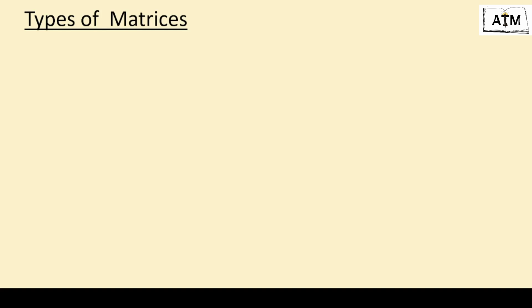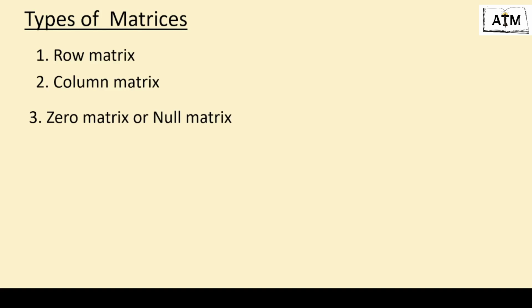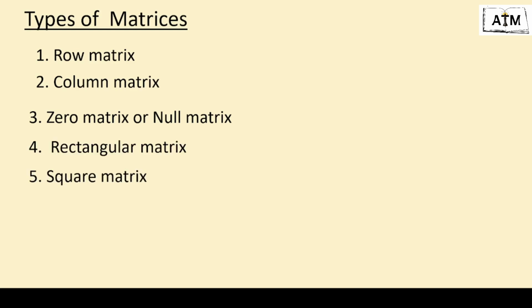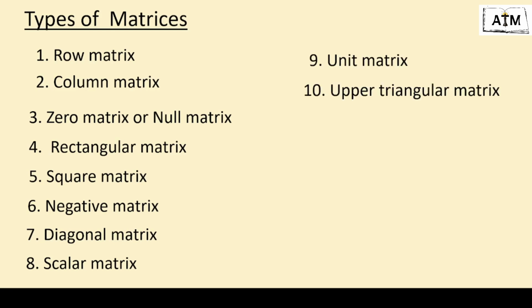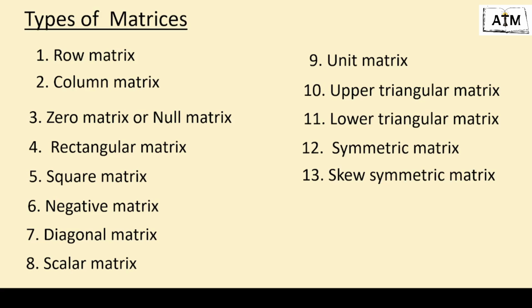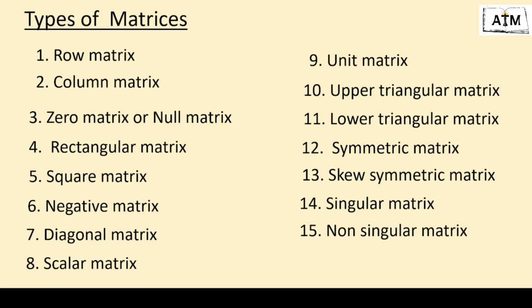The different types of matrices are row matrix, column matrix, zero matrix, also called as a null matrix, rectangular matrix, square matrix, negative matrix, diagonal matrix, scalar matrix, unit matrix, upper triangular matrix, lower triangular matrix, symmetric matrix, skew symmetric matrix, singular matrix, and non-singular matrix. These are the few various types of matrices. Now we'll define one by one and understand what exactly the meaning of these matrices.